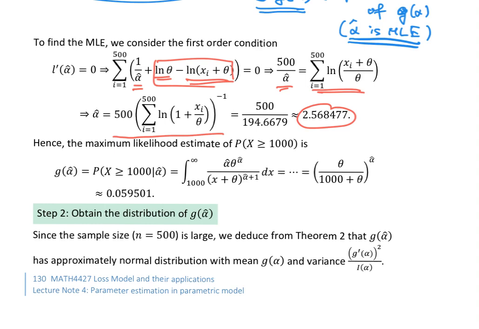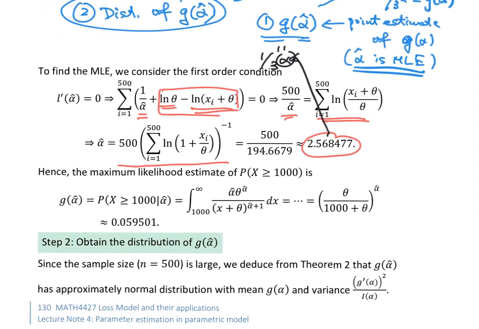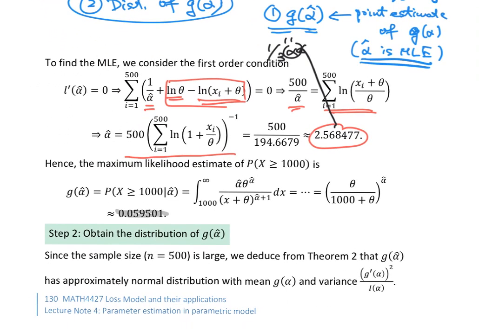Once you get this MLE, now you can calculate this G alpha hat, which is equal to 1 over 3 alpha, and you punch this alpha number into that. When you evaluate that, you will get the probability equal to 0.059501, which is your maximum likelihood estimate of the probability. Then we finish the first step.